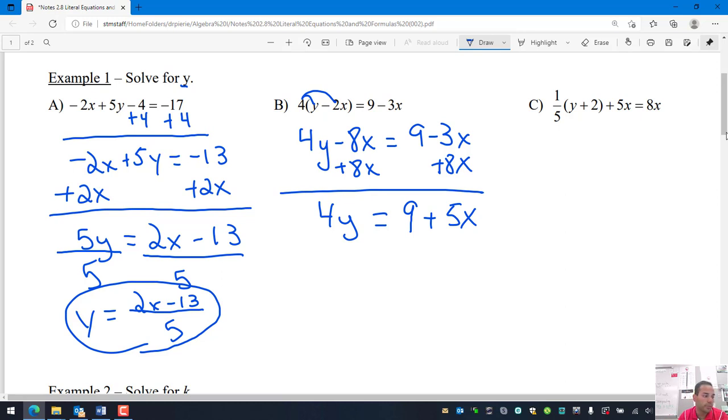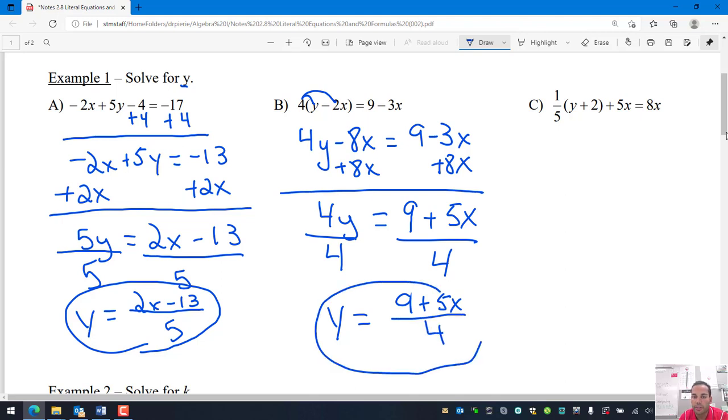Okay, super, super close. Is y all by itself yet? No. I got to get rid of that 4. How do I get rid of that 4? I have to divide both sides by 4. 4 times y, the way we get rid of multiplying by 4 is dividing by 4. If I divide my entire left side by 4, I got to divide my entire right side by 4. Now we're left with y is equal to 9 plus 5x, and all of that is being divided by 4. Once again, a super, super ugly answer, but we know we're good because y is isolated. All right, let's keep going.